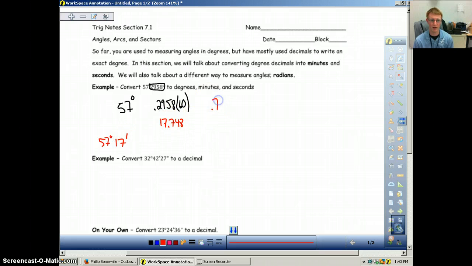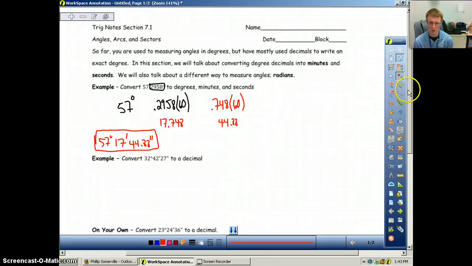So now we have to do 0.748 times 60 again, because there's 60 seconds in a minute. So we do 0.748 times 60, and we get 44.88. So notice the little slash marks, that's like an apostrophe, so that means minutes, and then the double apostrophe means seconds. So converting this to minutes and seconds is 57 degrees, 17 minutes, and 44.88 seconds. So that part should be pretty easy.